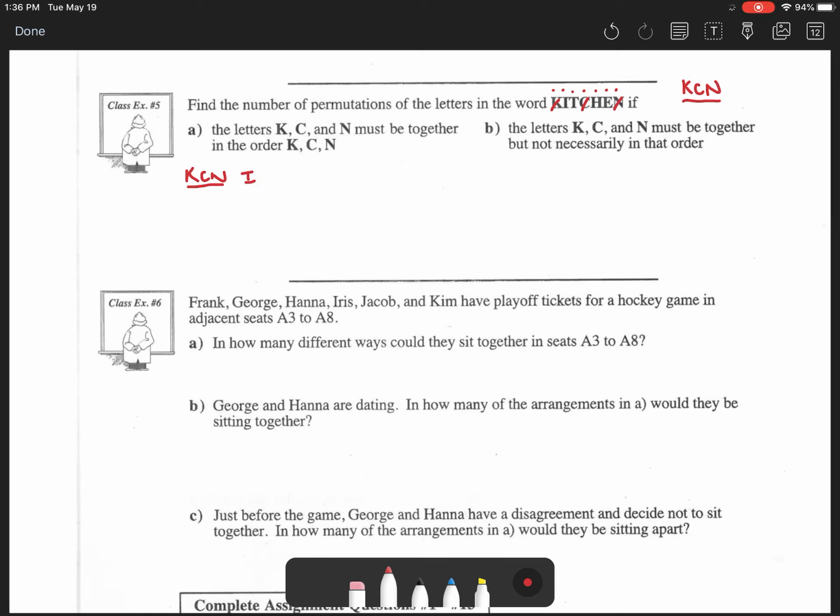I have left an I, a T, an H, and an E, okay? So in total, I am going to be arranging 5 things, okay? So if I arrange 5 things, how do you order 5 things? Well, 5 factorial, that's your answer. So in this question, it's just 120. Again, I do not need to multiply by the number of ways I can order K, C, and N because they say K, C, and N have to be in that order.